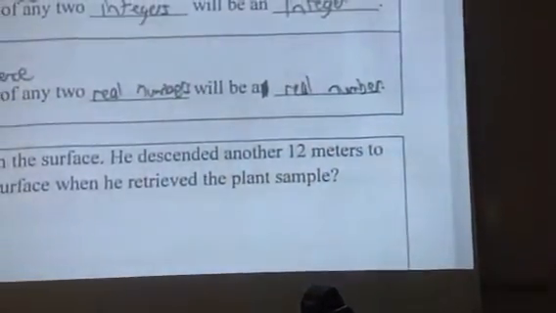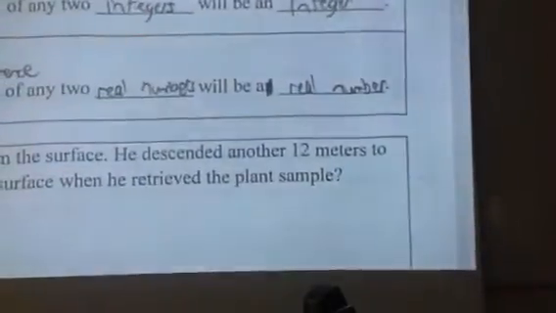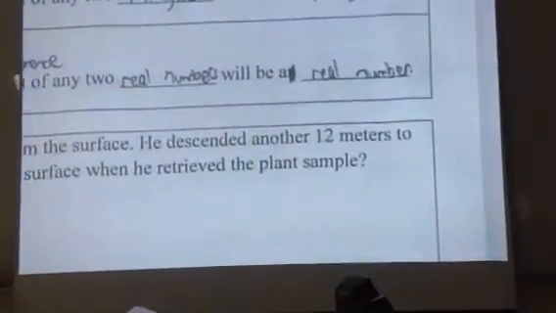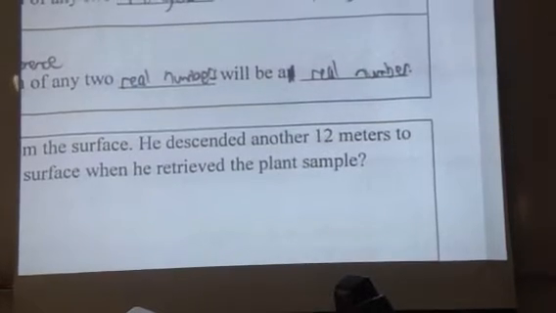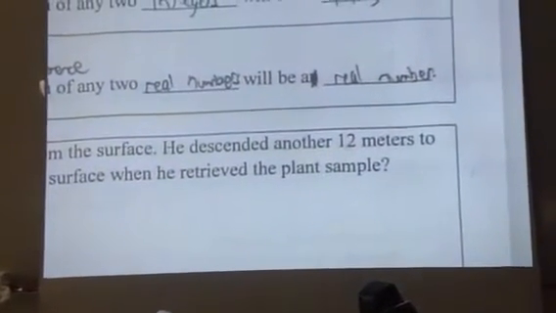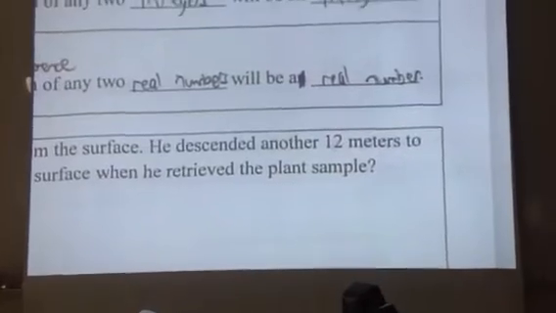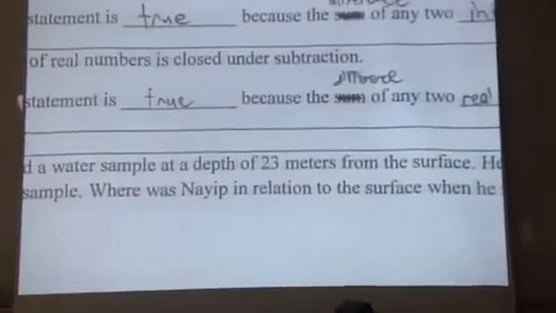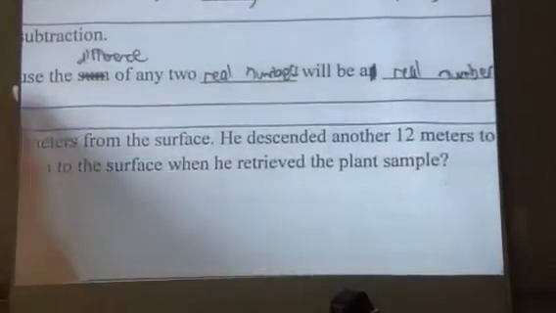The difference of any two real numbers will be a real number. All the numbers we've dealt with are real. So if you subtract any real number from another real number, you're going to get a, guess what? Real number. All right? Remember, it's closed if any time you perform an operation under a given set and you result in the same set that you started with, it's closed. So anytime we subtract a real number, we get a real number, it must be closed.